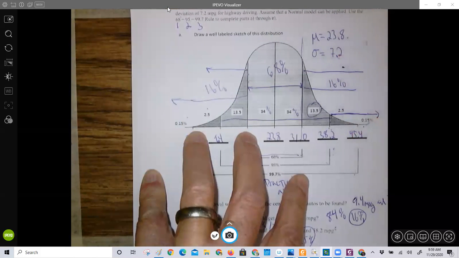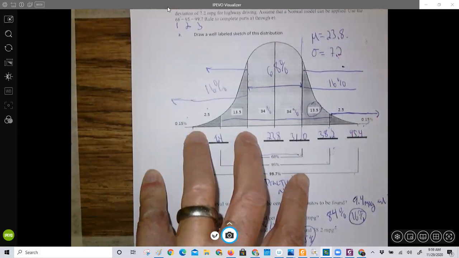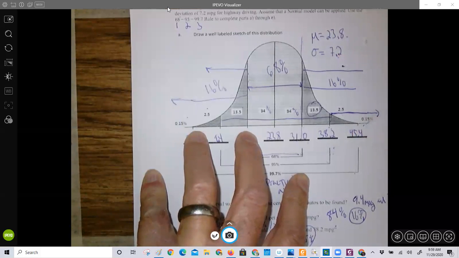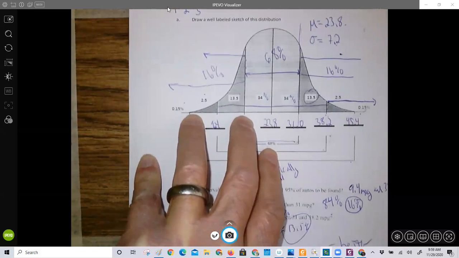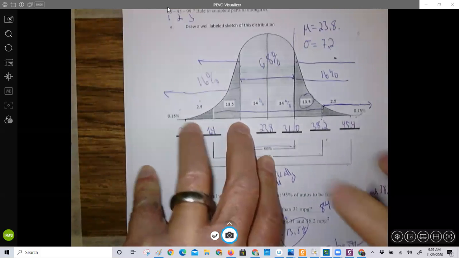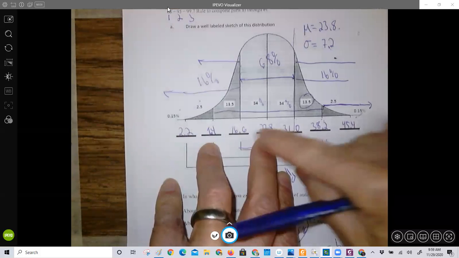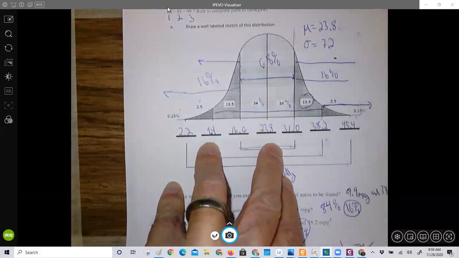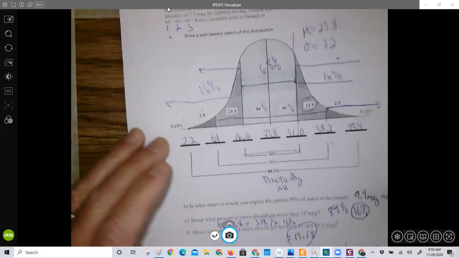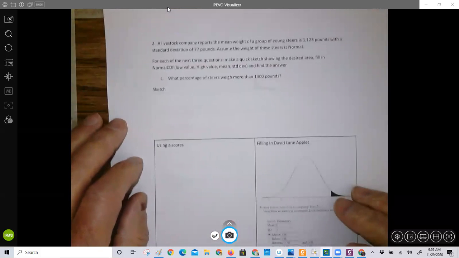SATs use these normal curves. You get a percentile when you take the SAT or the PSAT, you get a percentile back. And we're going to find out more numbers, because not everybody scores one standard deviation above or one standard deviation below a mean. So there's got to be other ways to do that. And here's the beautiful way to do it.